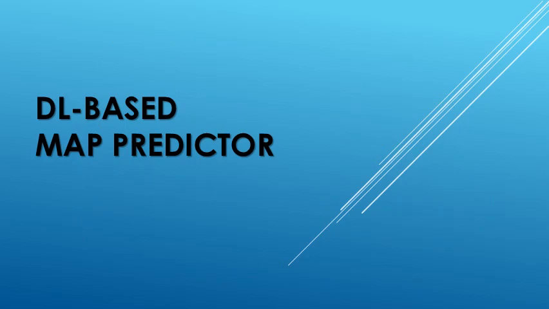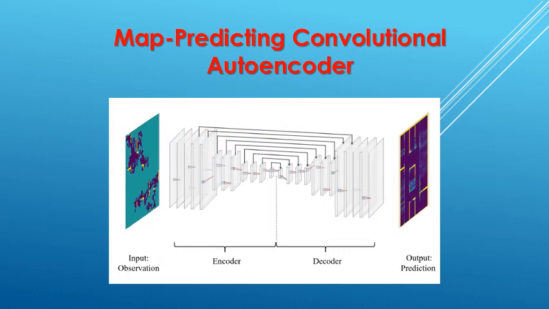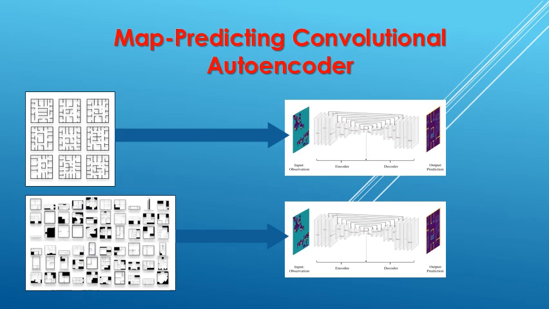The second statistical model added to the mapping system was the map predictor. The map predictor was implemented as a convolutional autoencoder which takes a set of partial observations and outputs the occupancy probability in each cell. A different instance of the network was trained on each of the two datasets.